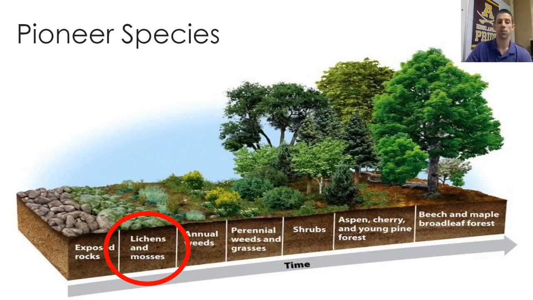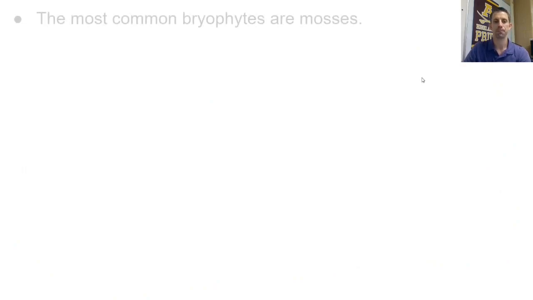Eventually, you get large enough to where you can start to support some more complicated plants, like these annual weeds, these perennial weeds and grasses, up to shrubs, and then eventually making your way up to a mature forest, which has a very thick layer of soil. All of this started, though, with the action of the moss and the lichens. If it were not for them, we would never get to a point where we could have such a diverse community in this ecosystem here.